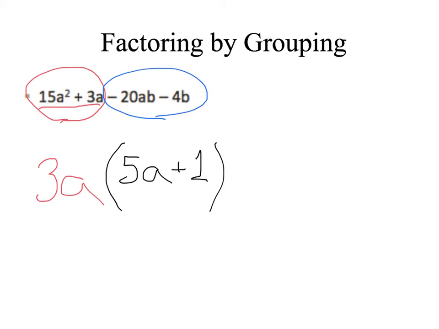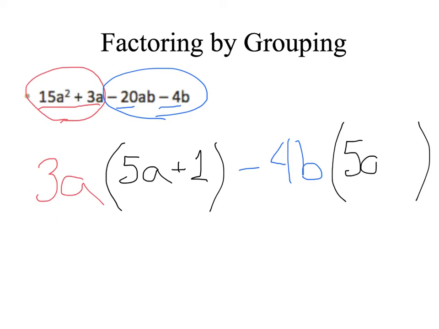Next, we're going to do the exact same thing with the second pair circled in blue. We have negative 20ab minus 4b. The greatest common factor of negative 20 and negative 4 is not only 4, but we can also remove a negative 4 from each. We'll see why in a second. We can also take a b out of both because there's a b common to both terms. Then when we divide each of these by negative 4b, we're left with 5a plus 1.